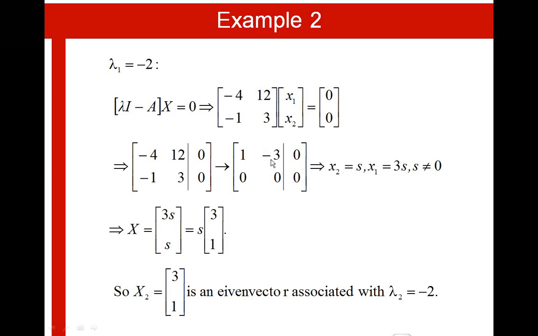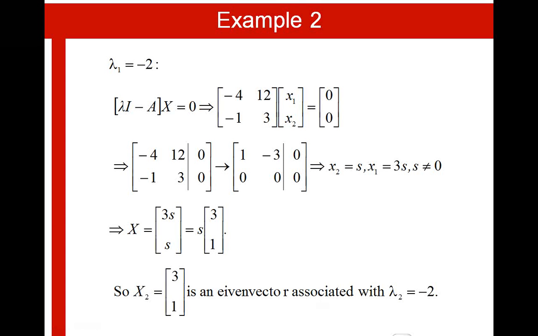Here again, x2 is equal to s, where s belongs to R, the set of real numbers, and x1 is equal to 3s. Therefore x is equal to 3s and s. Taking s as a factor, this becomes s times 3 1. So then x2, the second eigenvector associated with lambda 2 equal to minus 2, is 3 1.